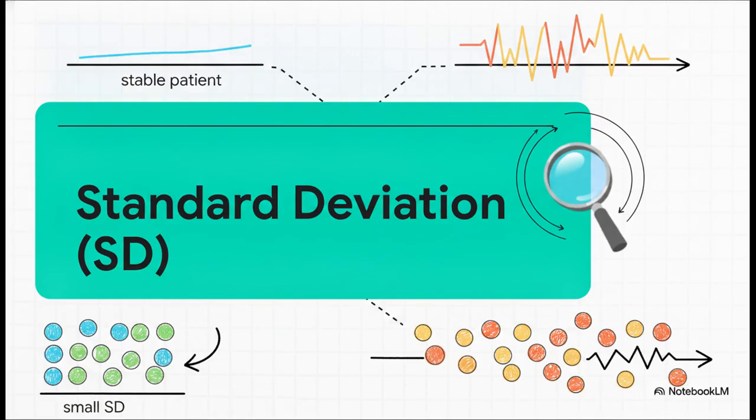And that's exactly where standard deviation gives us this crucial clinical context. It tells us if our patient's lab results are tightly clustered around a baseline, which is a small SD, or if they're just wildly fluctuating, giving us a large SD. It's literally the difference between a stable patient and one whose vitals are bouncing all over the monitor.